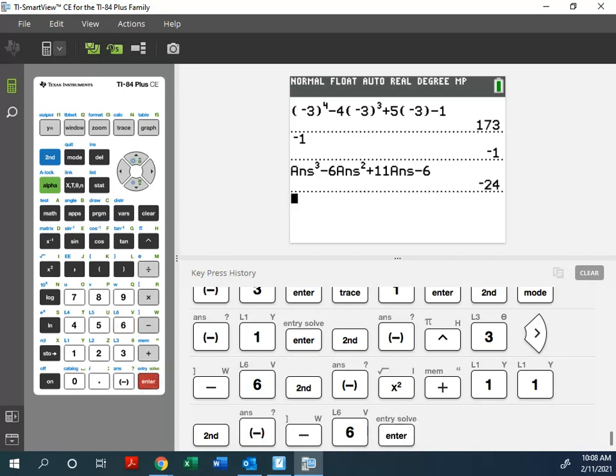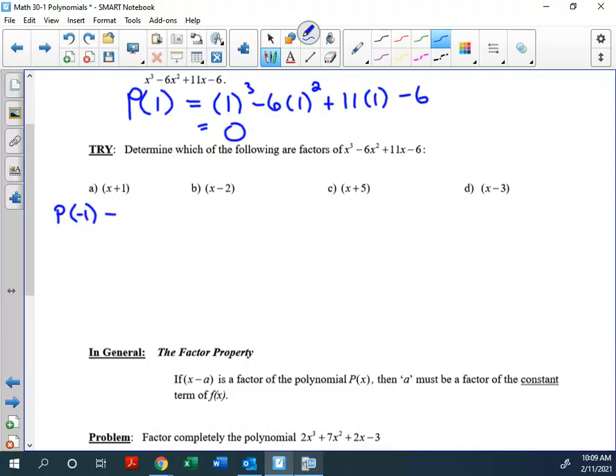So I hit enter. Is x plus 1 a factor? No, because it does not equal 0. Was it positive or negative? Good. So not a factor. And I don't need to see what you plugged into the calculator, by the way, guys. We're starting to evolve beyond that.